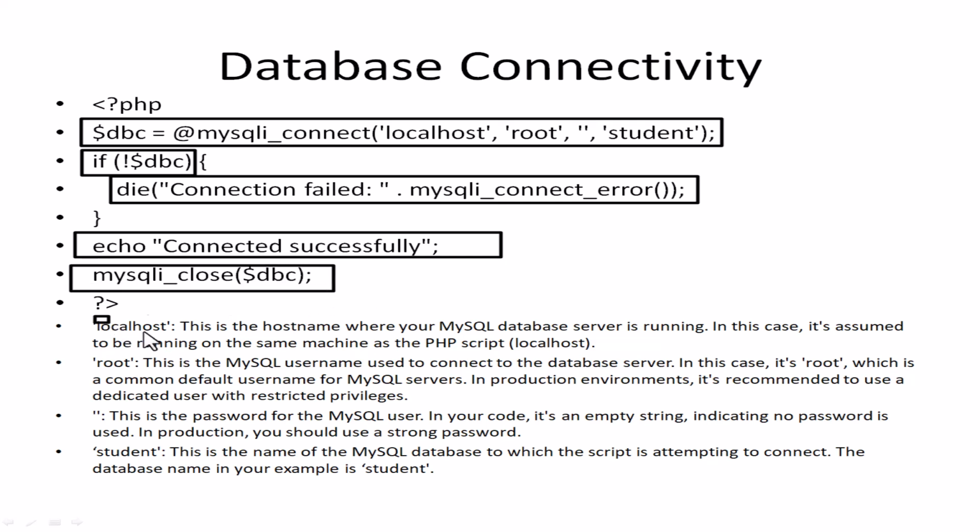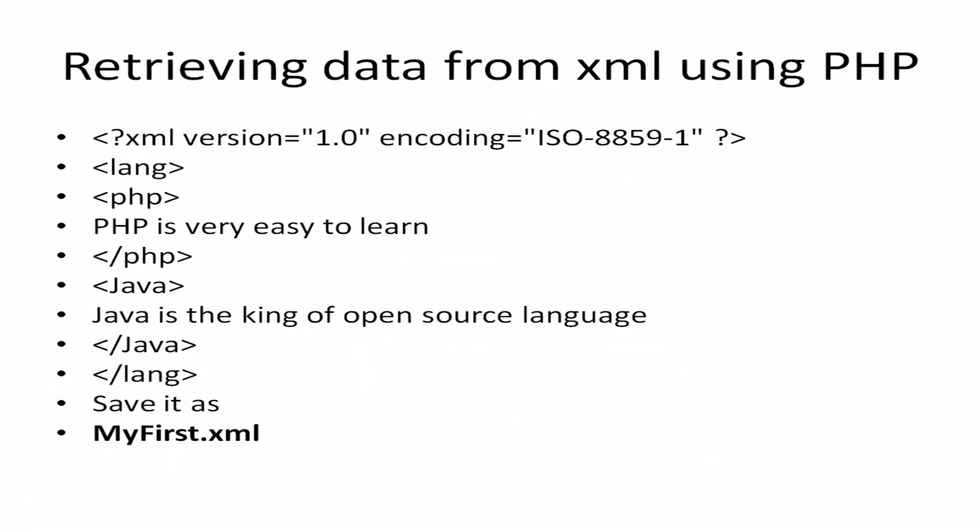Localhost is used as the host name, root is the user name, and student is the name of the database which you are going to create. The next argument, the empty string, is the password for the MySQL user. Here it is not set for this particular SQL, so it is an empty field. You can retrieve the data by using PHP.